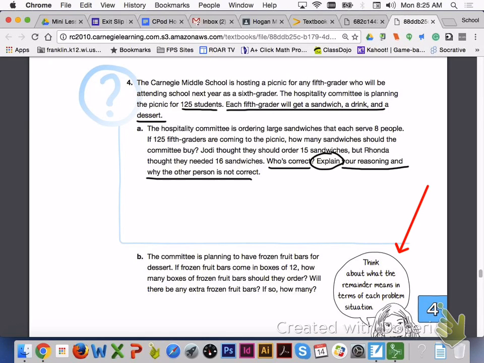Turn to page 287. The Carnegie Middle School is hosting a picnic for any 5th grader who will be attending school next year as a 6th grader. The hospitality committee is planning the picnic for 125 students. Each 5th grader will get a sandwich, a drink, and a dessert. I would like you to answer letters A through D for number 4 with your group members, and remember to think about what the remainder means in terms of each problem situation.